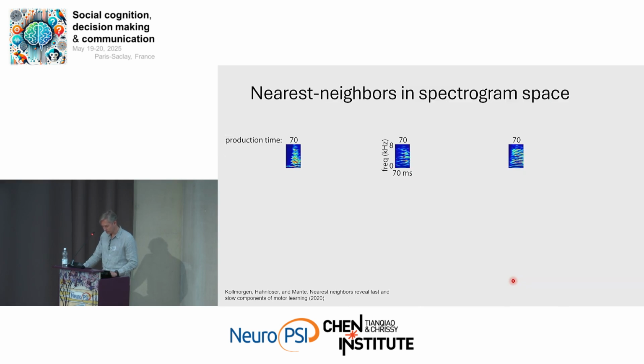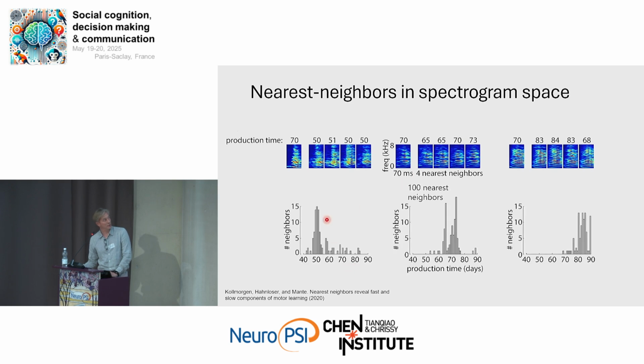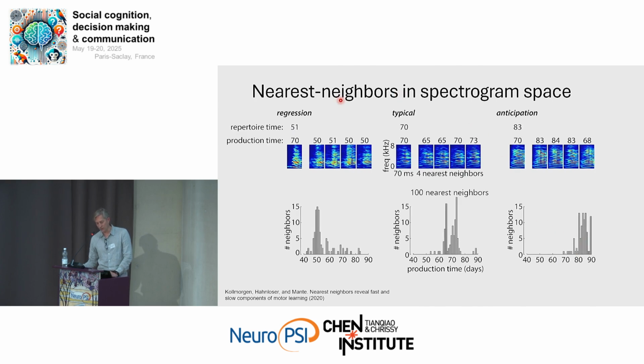To make this more clear, here are 3 syllables, all produced on the same day, day 70. For this syllable, the nearest neighbors were produced at day 50. For this syllable, the nearest neighbors were produced around day 70. And for this syllable, around day 80. And we look at the histogram of when the nearest neighbors were. So this is really characteristic: most neighbors are from an earlier time, and here most neighbors are from a future time. So we call this a regression, where the bird sounds a bit like a young bird, which it isn't. This is a typical syllable, and this is an anticipation, already sounding like a mature bird, where it isn't.